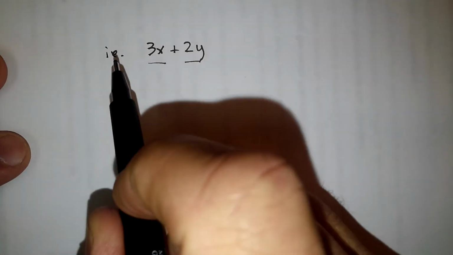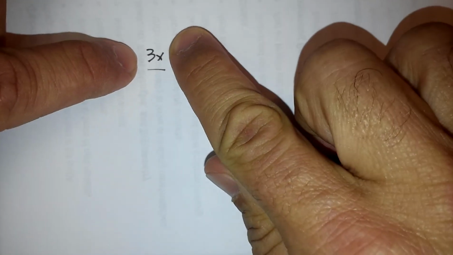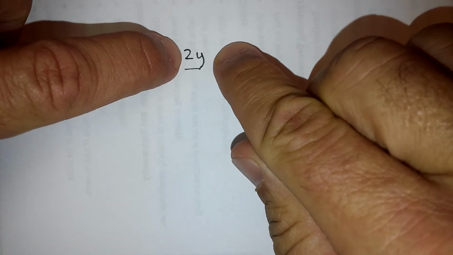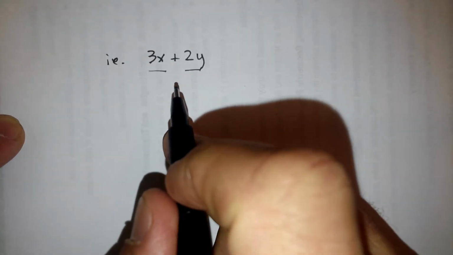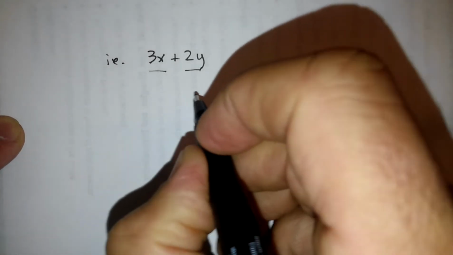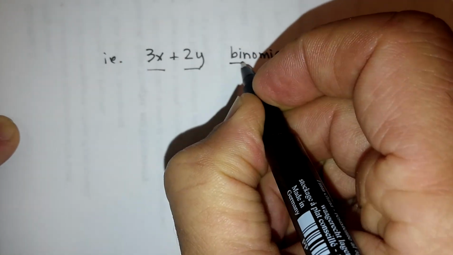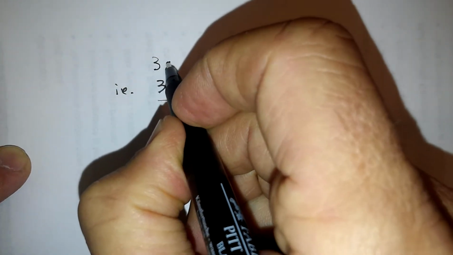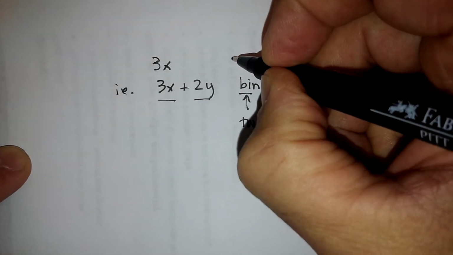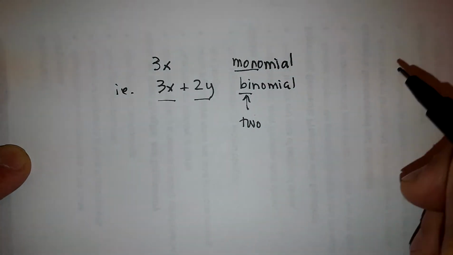So let's go back to this example we had over here. You see 3x plus 2y. So this is a term, the 3x, and here's your addition, its separator, and then here's the 2y, another term. So what you have here is a particular type of polynomial, you have something called a binomial. Okay, again, bi meaning 2. All right. So 3x by itself would be an example of a monomial. The word mono meaning 1.